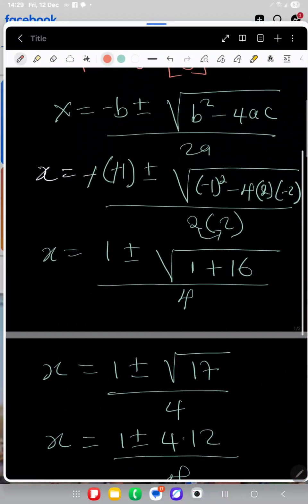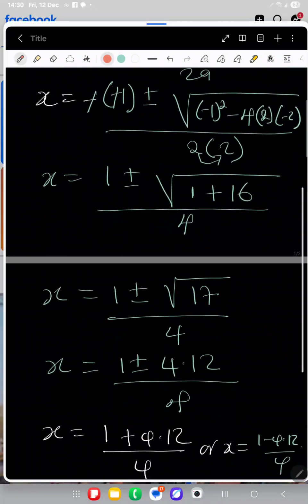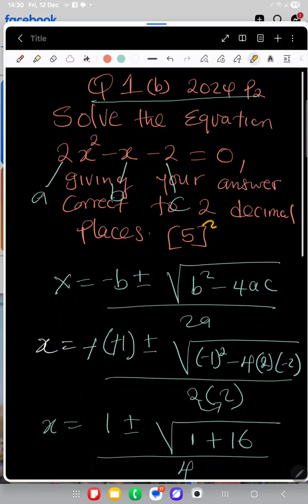So that's how we basically solve a quadratic equation. So it is as simple as that. Then you'll be able to get the 5 marks which is given there.